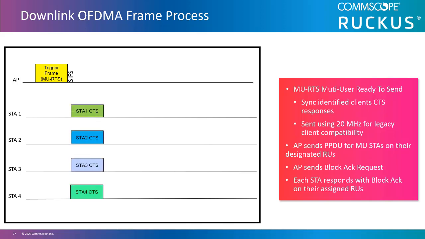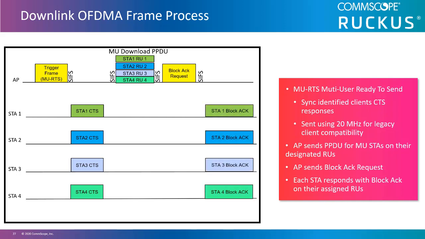Once received by the identified STAs, each will send a clear to send back to the AP on their designated RUs. The AP will then forward the data to each STA simultaneously on the STA's assigned RUs. Once complete, the AP will then send a block ACK request, again using the whole channel, and then each STA will send back its block ACK back to the AP along their assigned RUs.